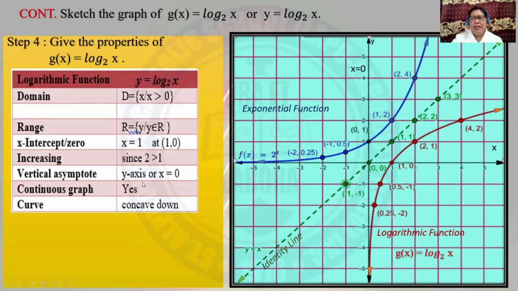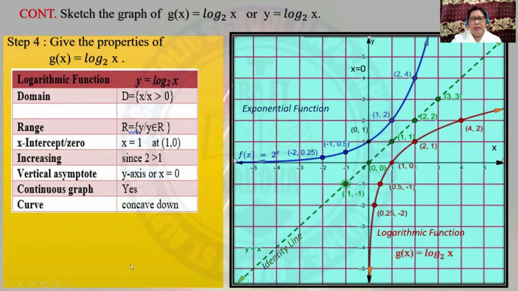For the vertical asymptote, it is the y-axis, or this is called x is equal to 0, meaning the graph of the logarithmic function will not cross the y-axis. The graph is continuous and the graph is concave down.